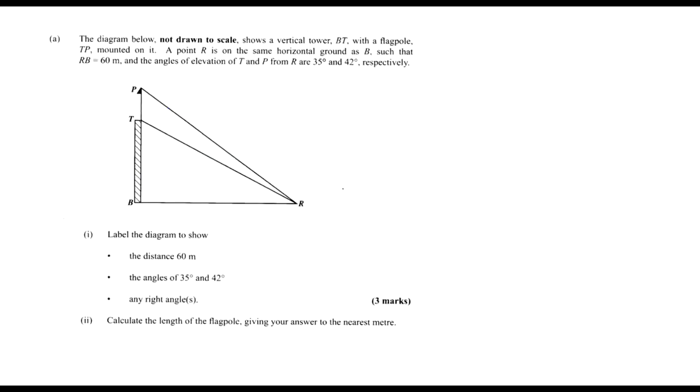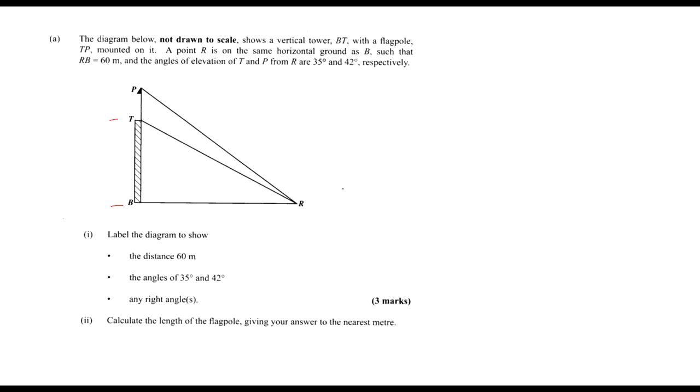Alright, so part A, we have a diagram. The diagram below, not drawn to scale, shows a vertical tower BT. So this is the vertical tower here, from here to here, with a flagpole TP. So this is a flagpole on top of the tower.